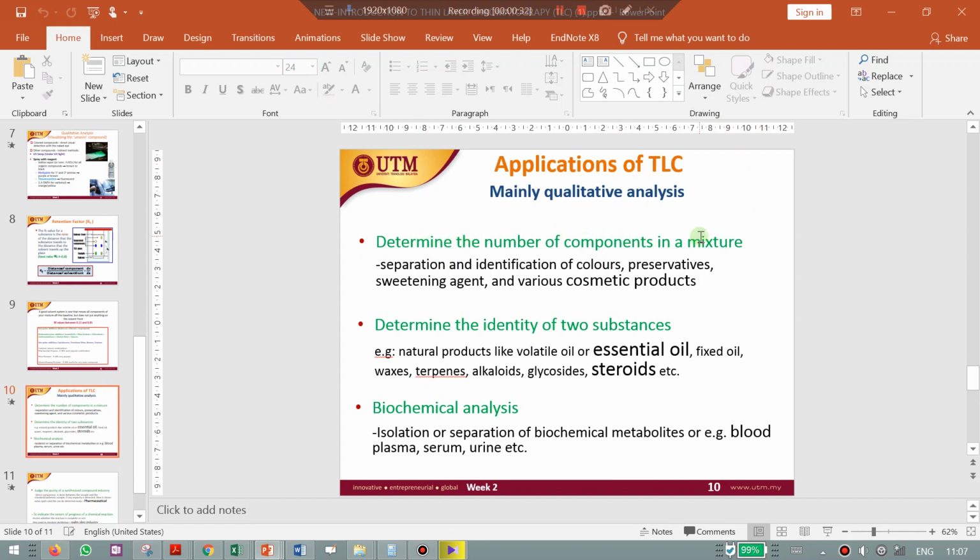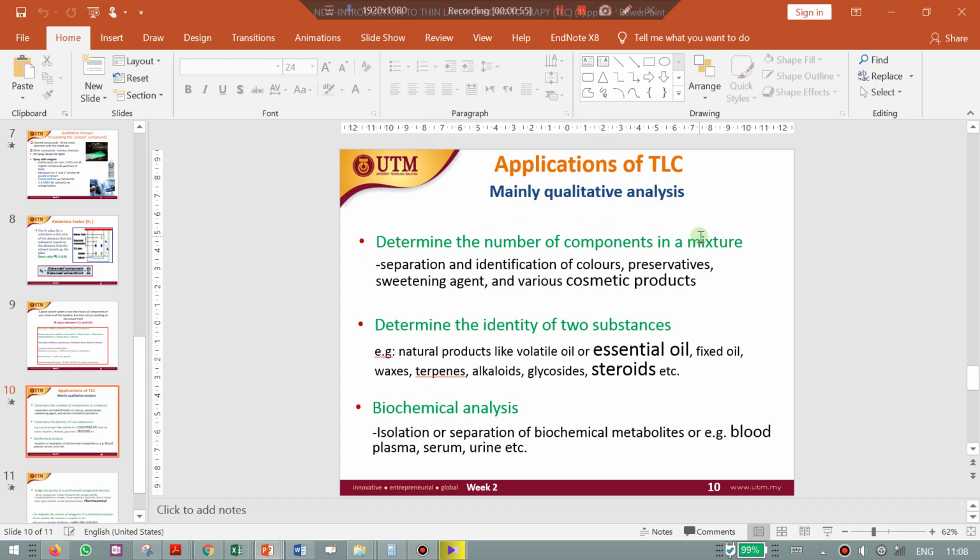Okay, for example, if the question asks you to give a hypothetical situation where the application of TLC can be used, I would give this example: the first one, to determine the number of components in a mixture. Okay, to compare between two samples.